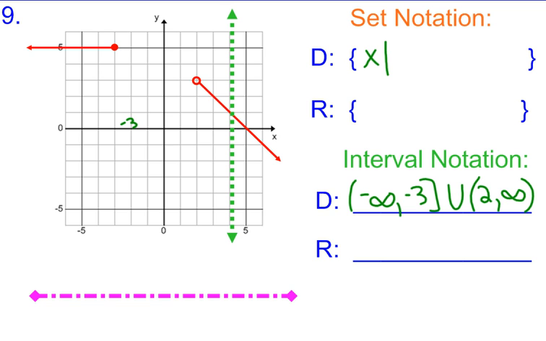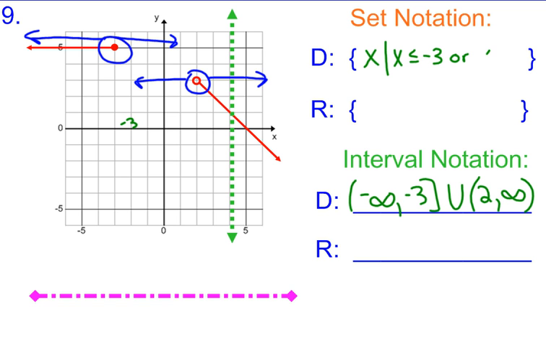Set notation, values of x such that. Here's that -3. Am I going greater than or equal to -3? Less than or equal to -3? Well, we'd say less than or equal to. So values of x such that x is less than or equal to -3. Or, I come over here at 2. Am I going greater than 2 or less than 2? X is greater than 2.